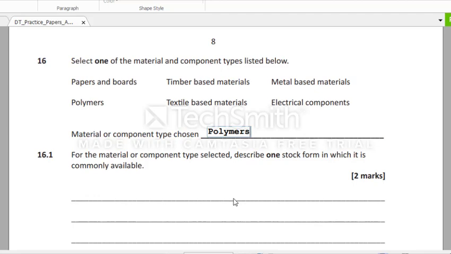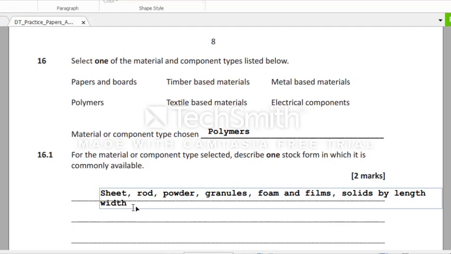So let's just put down the different types we just talked about. You would have rod, powder, granules, you can have foam, films. They come as solids by length, width, gauge, as you saw with the metals. You have different types of gauge and diameter as well for plastics. Okay, so any two of these would get you the marks.